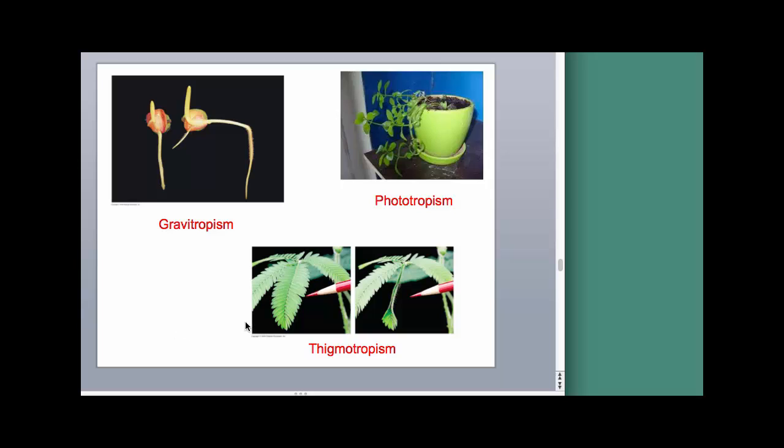Thigmotropism is also what helps the tendrils in our pea plants grow. We saw tendrils as a shoot modification, reaching out, wrapping around, and pulling the plant up. This would be the same response in how it's able to actually do that.